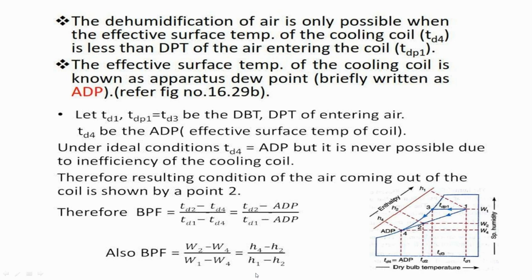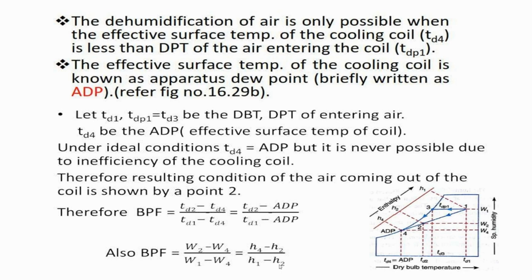In the diagram below, we can see 4 points, 1, 2, 3 and 4. In the ideal condition, point 2 and point 4 would be the same, but due to the bypass factor, point 4 and point 2 will be different. The line between point 4 and 2 represents the bypass factor, the difference between H2 and H4. Point number 4 is the ADP of the coil. Point number 2 is the outlet condition. Point number 1 is the inlet condition.